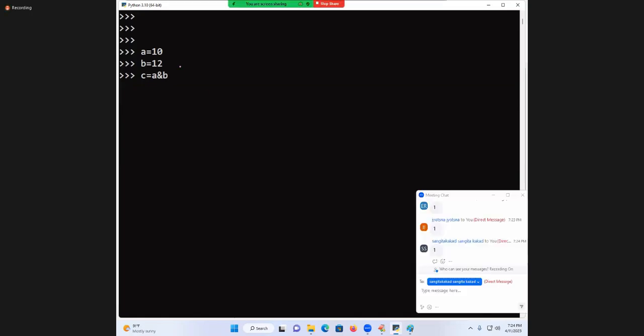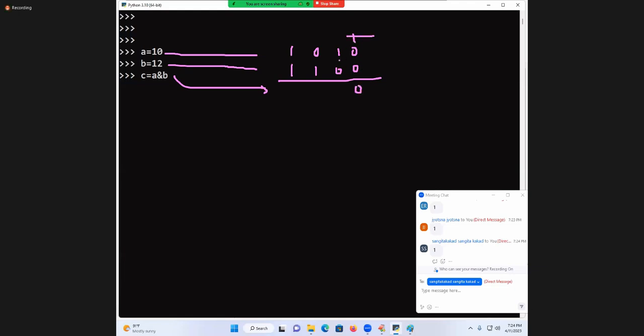This level of example. A is equal to 10. B is equal to 12. C is equal to what? A ampersand B. Come on, students. Answer my question. What is the binary of 10? 1 0 1 0. Come on. What is the binary of 12? 1 1 0 0. Good. 1 1 0 0. What is that now? C is equal to A and B, the operator. Come on. 0.